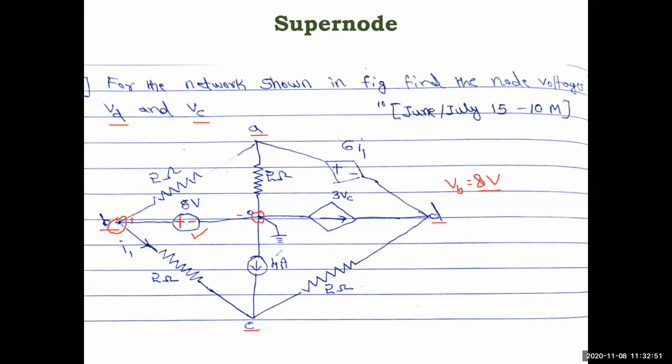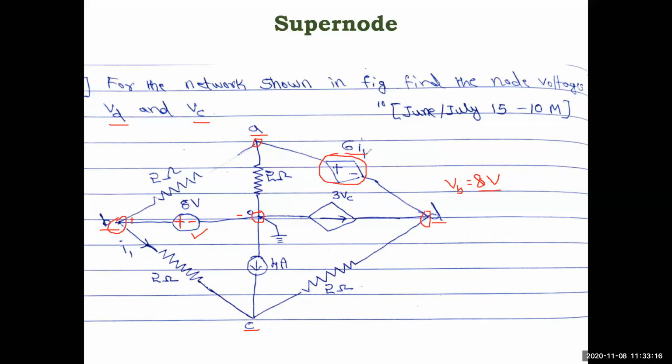Look here: this is a voltage source, which may be dependent or independent. That means VA and VD form a supernode. Supernode means whatever node equations you write for A and D as separate nodes, you have to write as one equation. And as a second equation you have to write the node voltages relating to this.